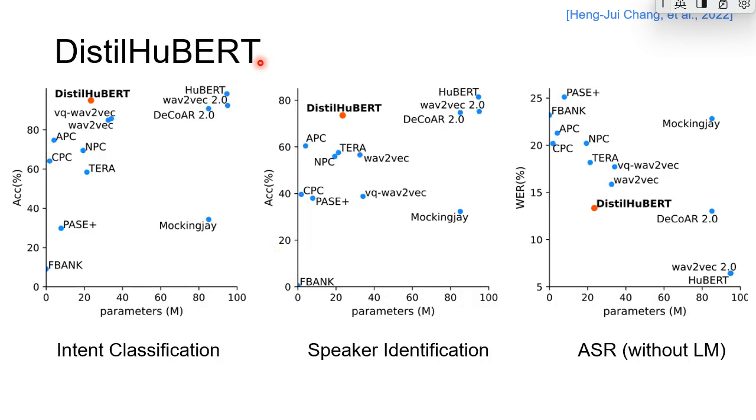And this is the result of DistilHuBERT. You can find that on intent classification and speaker identification, DistilHuBERT is much smaller than HuBERT. If you compare the horizontal line, you can find that DistilHuBERT has 25% of the parameters of the original HuBERT. And the performance on intent classification and speaker identification is very close to the original HuBERT. However, network compression harms speech recognition. So the performance of DistilHuBERT is worse than the original HuBERT. However, DistilHuBERT still outperforms other models which have the same number of parameters.